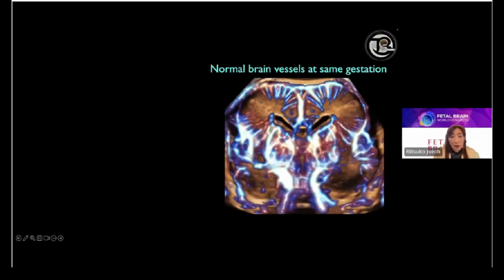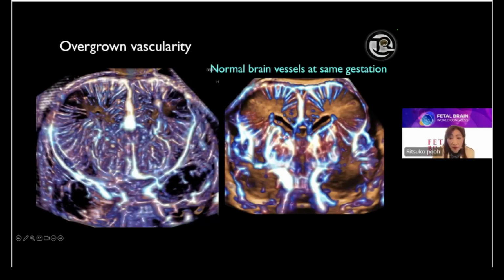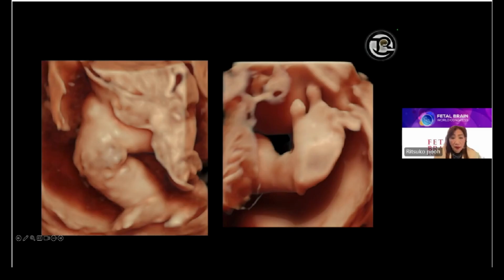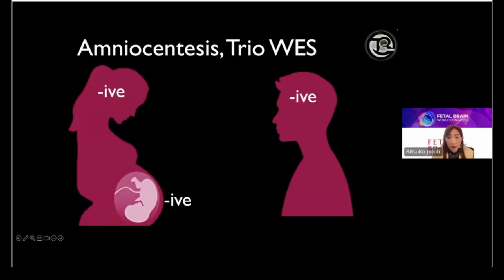Now, this is the normal brain, the vessels at 19 weeks of gestation, but in this case, overgrowth of the cerebral blood vessels was observed, as shown here. So presumably, the overgrowth of the cerebral vessels accompanied the overgrowth of the brain. And by ultrasound, here and there, you can see overgrowth in some parts of the body.